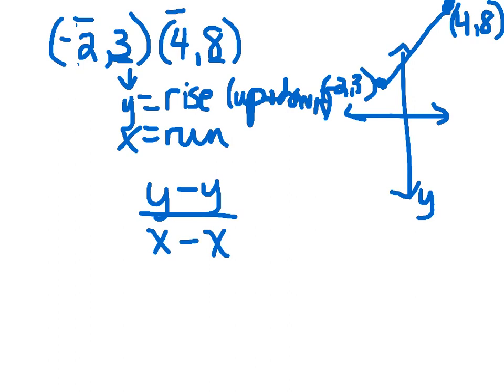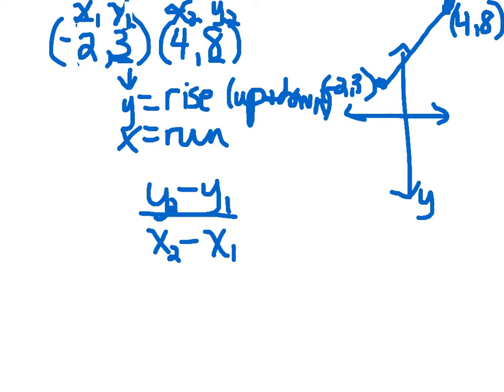The actual formula looks just like this, but they make it fancy looking by calling it y sub 2 minus y sub 1 over x sub 2 minus x sub 1. That just means if I'm looking at my initial ordered pair, this would be considered x sub 1, this would be considered y sub 1. It just means here's my first x and my first y. Here's my second x and my second y.